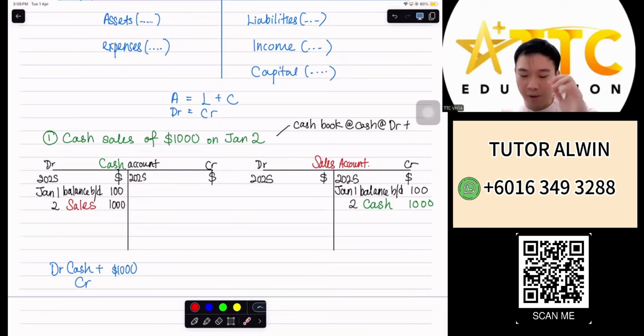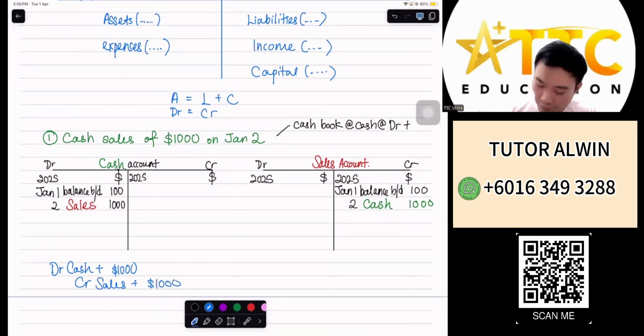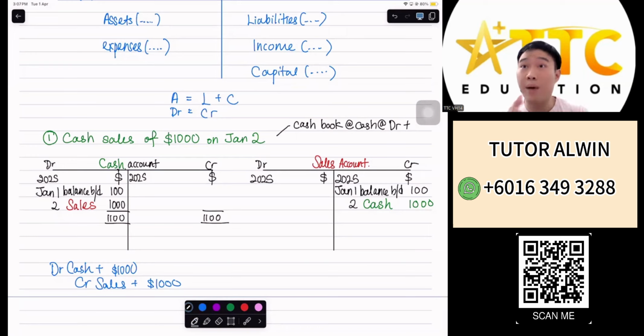Then let's say it's the end of the month, we will close the account. But before that, we say credit the sales. Sales increase by 1,000. Now at the end of the day, let's say it's the end of the month, so we close the accounts. So the cash account here is 1,100. So the credit side must also be 1,100 because an account must balance on both sides.